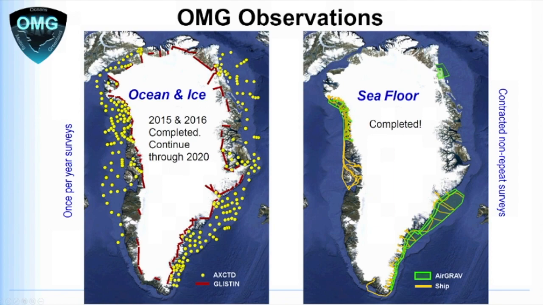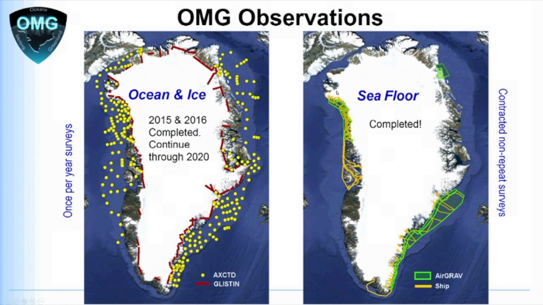The right-hand side shows our bathymetry campaign. The yellow is a ship track, and the green is where we have airborne gravity observations. And these have really provided fantastic detail in a lot of regions, and also some of our early really important results, which have been published by Matthew Morlighem at UC Irvine. He took our bathymetry that we measured from the ship and combined it with bed topography under the glaciers and made a product called BedMachine, which is a continuous product across the ocean ice boundary.